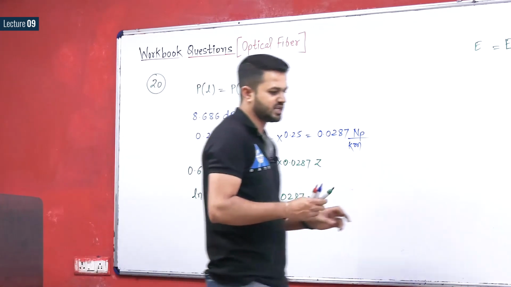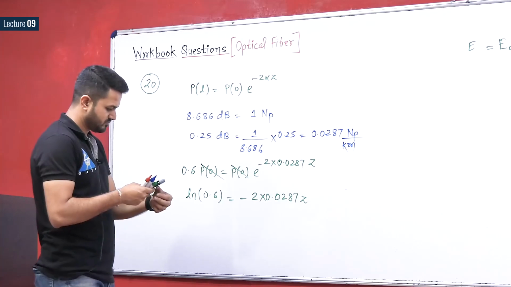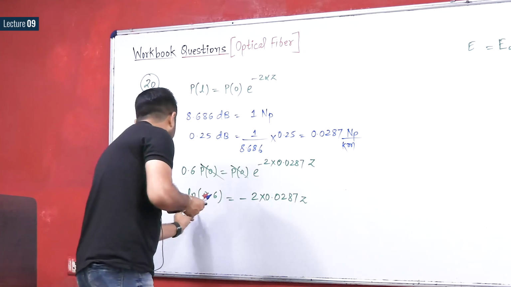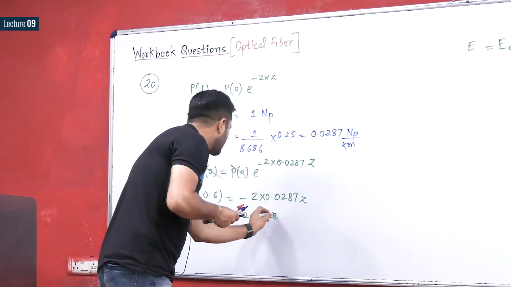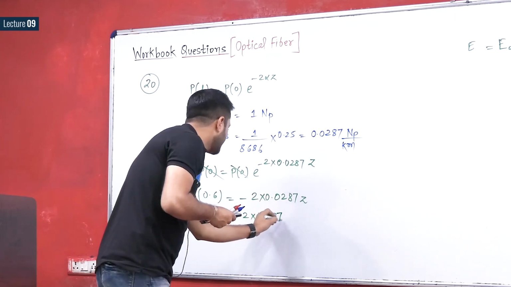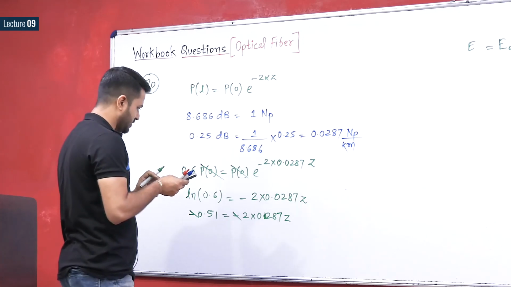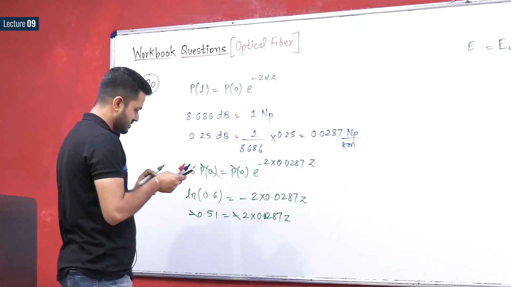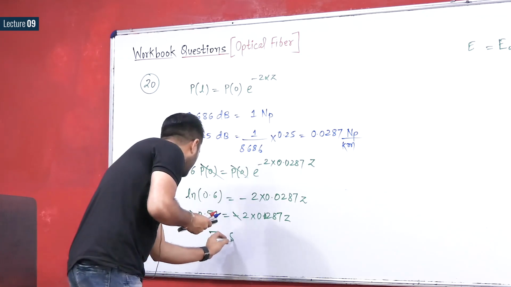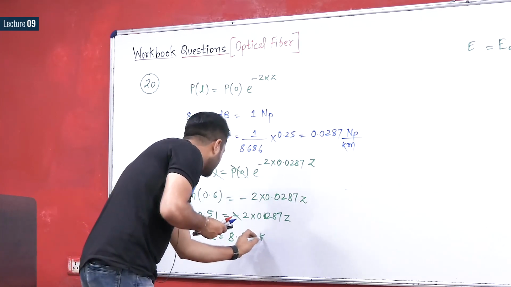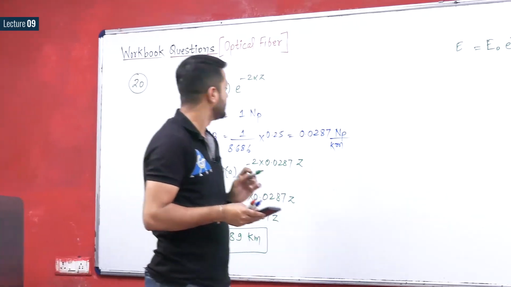So if I take the natural log of 0.6, this is minus 0.51, so minus 0.51 is equal to minus 2 into 0.0287 z, and this minus and minus will get cancelled, and we get 2 into 0.0287, and we are getting z is equal to 8.89 kilometer. So the correct answer for this is 8.89 kilometer.